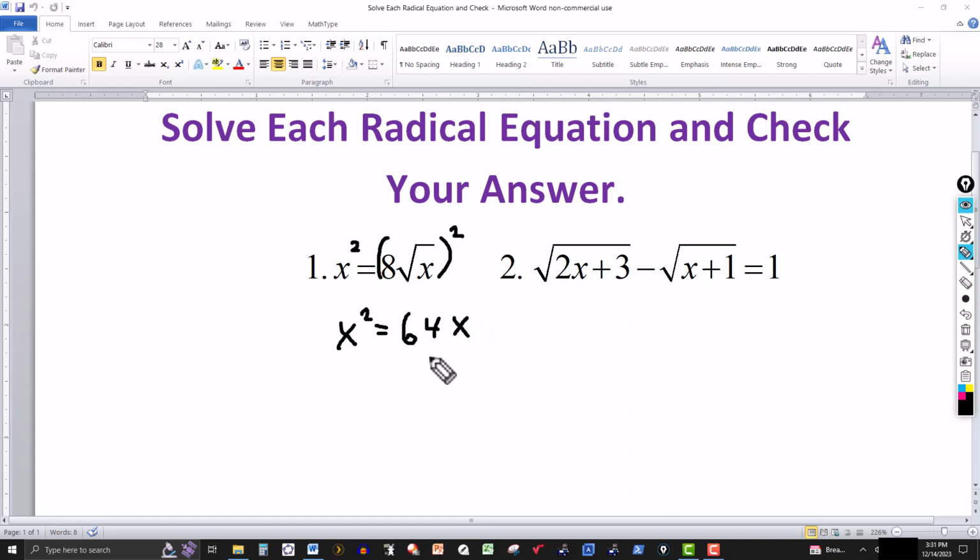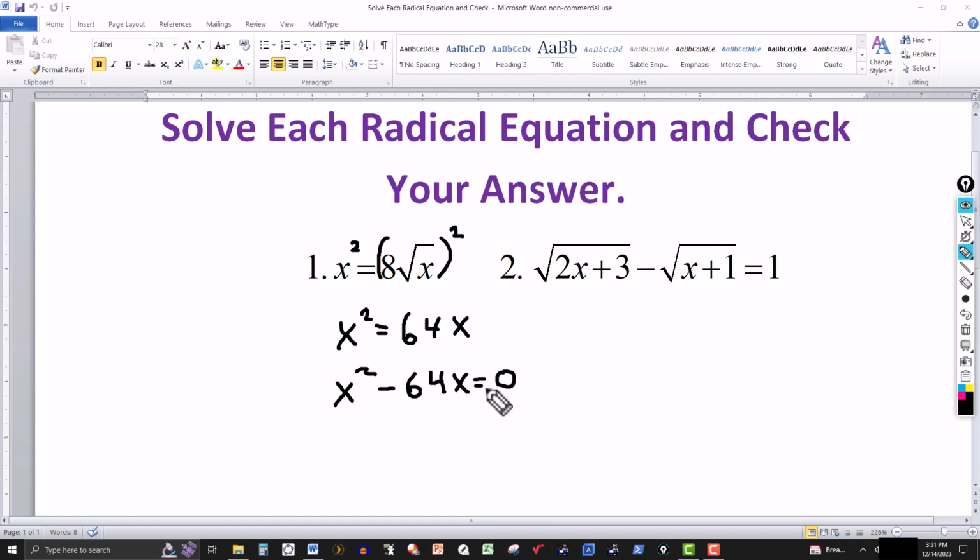Now we've got a basic quadratic. Bring the 64x over, makes it a minus 64x. Same thing as adding negative 64x to both sides. You get a quadratic equation, and these can be solved either by factoring, quadratic formula, or completing the square. The easiest way to solve a quadratic is to factor it, if it factors.